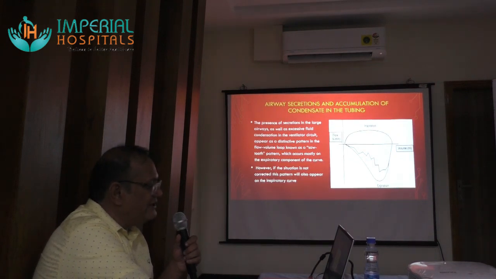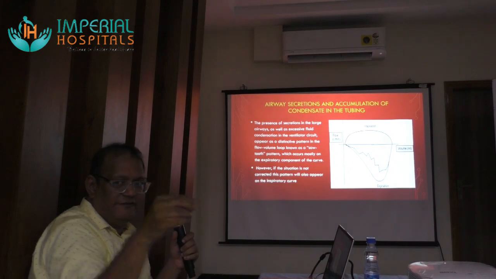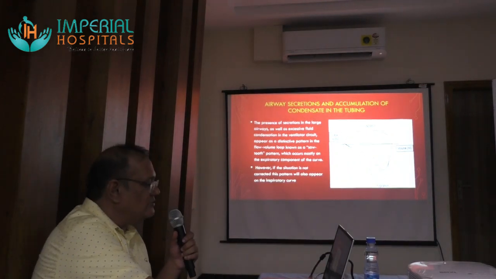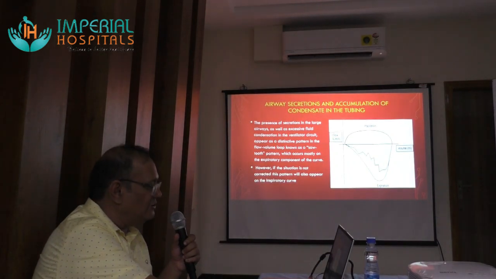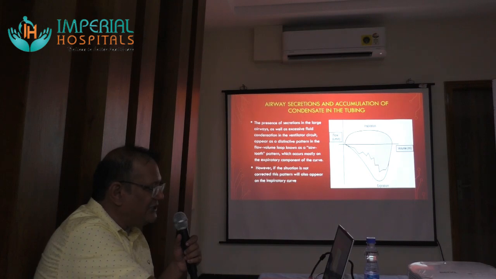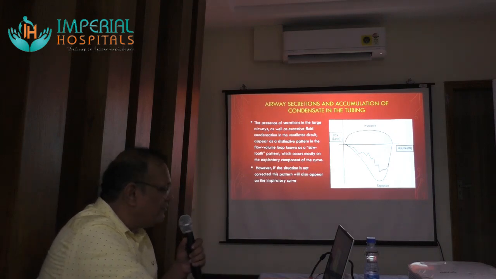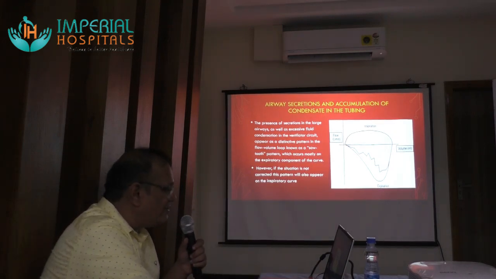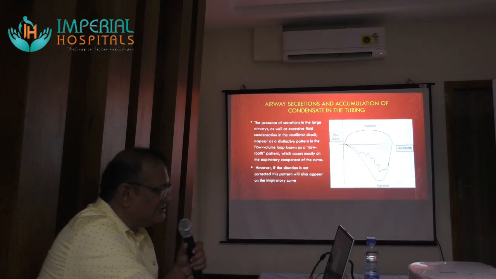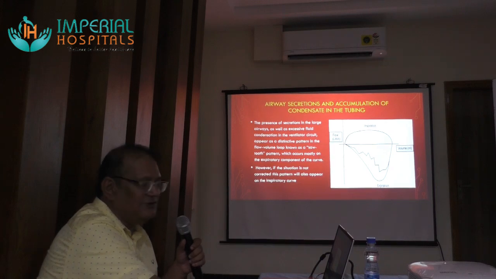And if there are airway secretions and accumulation of condensate in the tubing, you'll see a sawtooth pattern during the expiratory limb. If you see this sawtooth shape, that means there is some accumulation of fluid in the tubing. So either suction or changing the tubing will be useful here. If you do not correct it, you'll start seeing these sawtooth changes even during the inspiratory phase.